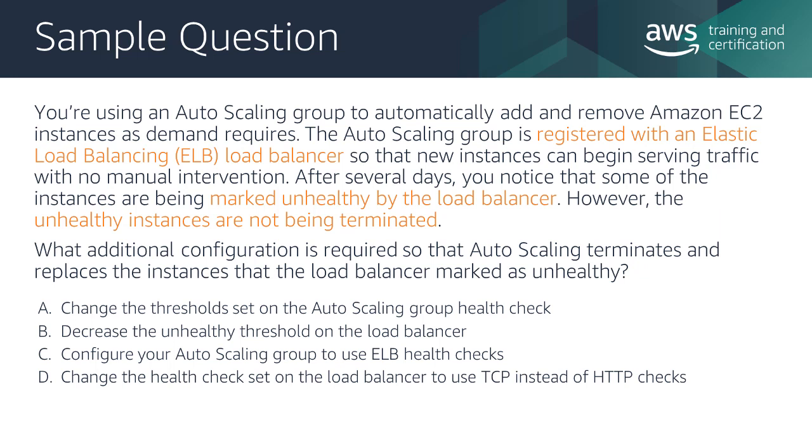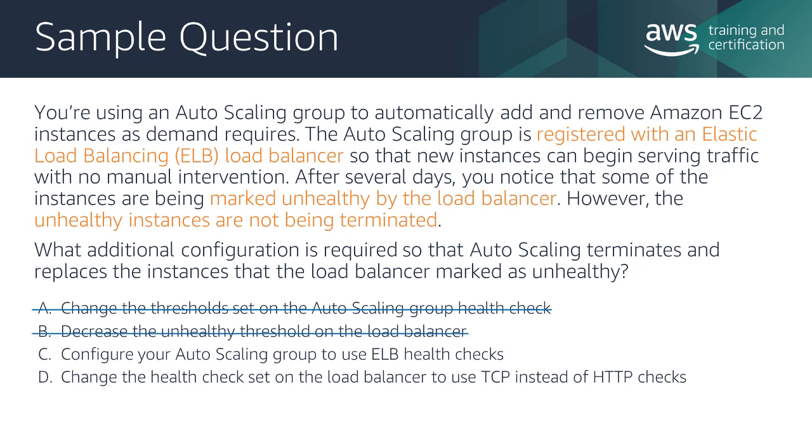So, what can we eliminate? What are the distractors? Right away, I'm going to eliminate option A. Change the thresholds for the auto-scaling group health check. Well, first of all, there are no thresholds for the auto-scaling group health check. There only is health check type, which is Amazon EC2 by default.